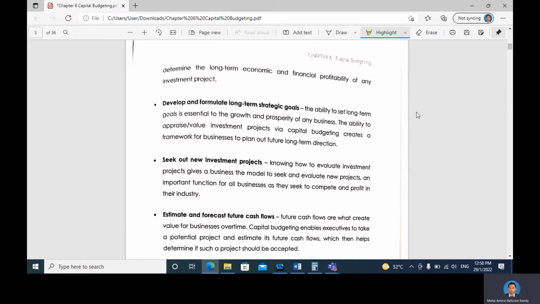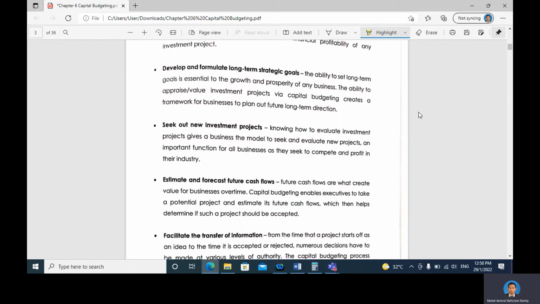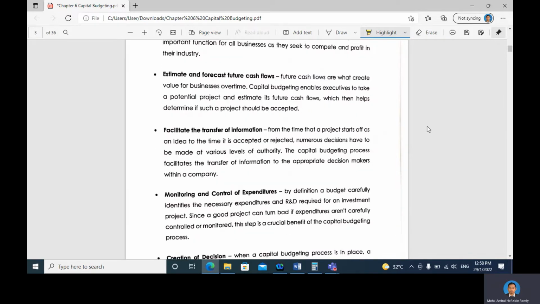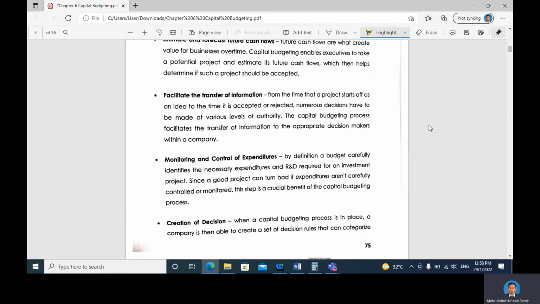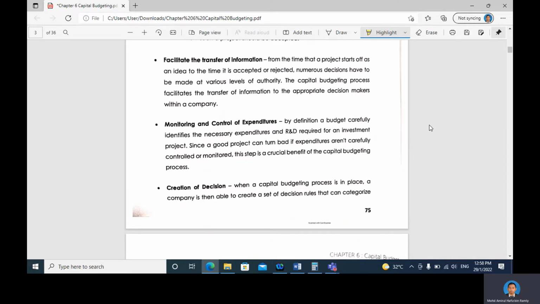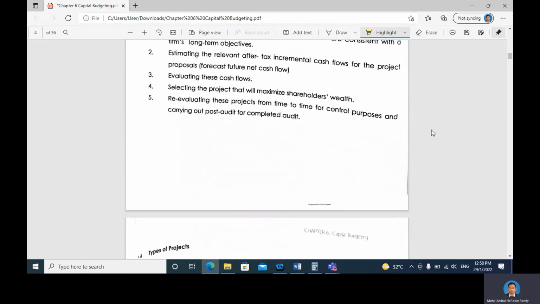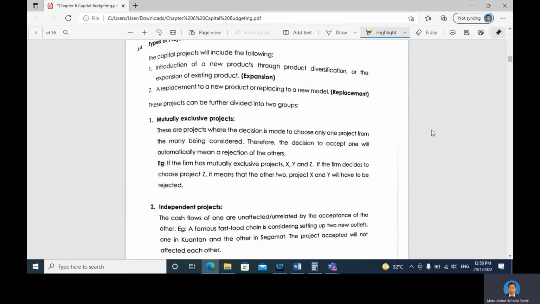Other than that, we can seek out new investment projects, whereby when we do capital budgeting, we can know which area we should make a new investment in. Should we just maintain the investment that we have already done? This is the thing that we need to calculate. Other than that, we can estimate and forecast future cash flow, facilitate the transfer of information, and also monitor and control expenditure. And also the most important thing, the decision, whether we want to accept or reject. So basically, we'll be more on the capital budgeting technique.